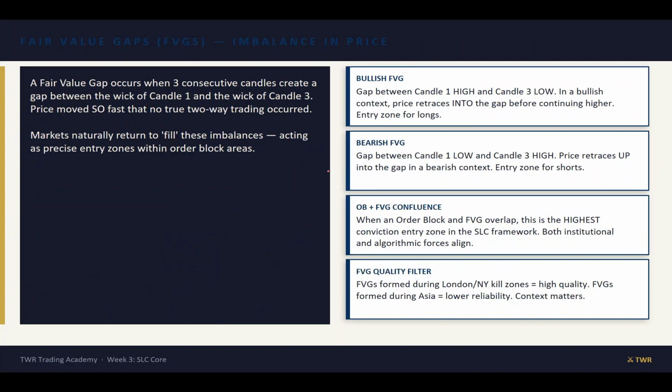Now, what are fair value gaps or imbalances? A fair value gap occurs when three consecutive candles create a gap between the wick of the first candle and the wick of the third candle. Price moves so fast that no two-way trading occurred. Markets naturally return to fill these imbalances precisely.